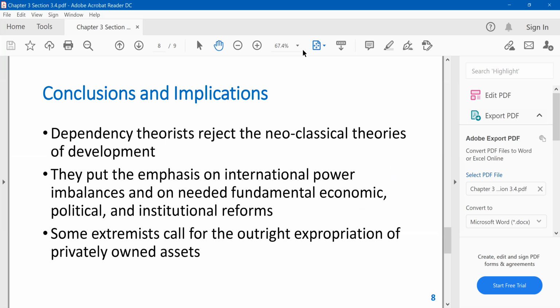First, as you see, dependency theorists reject the neoclassical theories, right? Because countries have different historical conditions, different colonial ties, different geographies, different cultures, different institutions. So first, there's exploitation. Second, there's dualistic development. And sometimes they are given the incorrect or false paradigms, incorrect development policy sets. Okay? The emphasis is on international power.